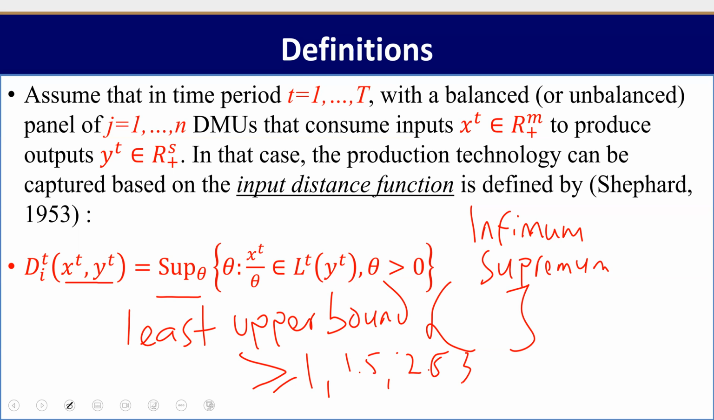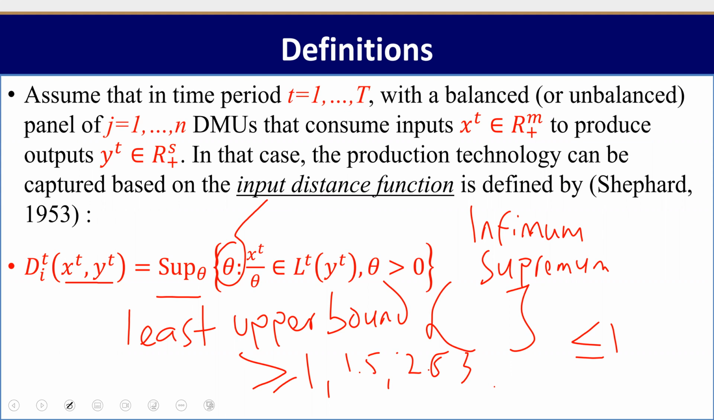the least upper bound. Now, this distance function's reciprocal is the technical efficiency score. And what is the technical efficiency score? The technical efficiency score you are seeing is this theta, which is below 1. So if it is below 1, then the upper bound of that number is 1, and below that 1 are numbers below the upper bound.